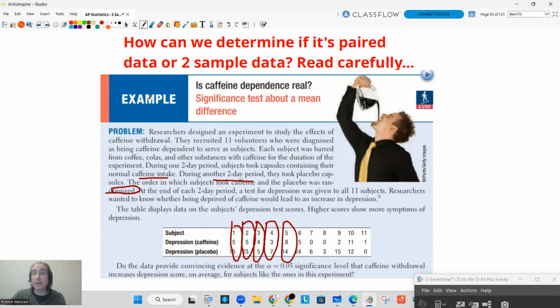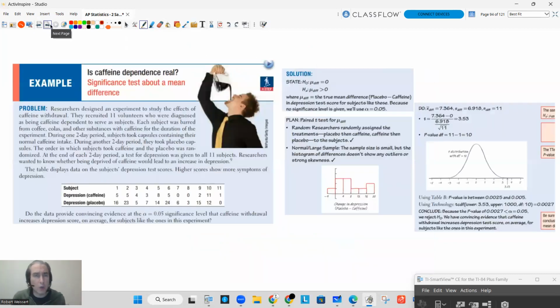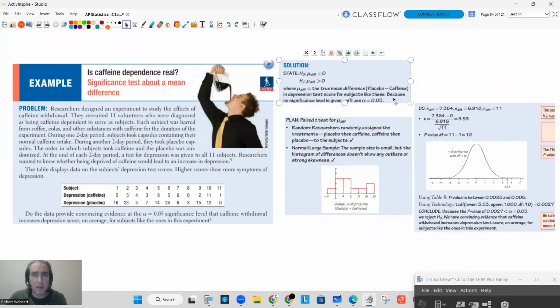In this case, do the data provide convincing evidence at the 5% level that caffeine withdrawal increases depression score on average for subjects like the ones in the experiment? Well, this is going to be a test, because we're talking about an alpha. So I went ahead and put the solutions up here so you could see that this would be paired data. It's equal to 0 for your null, greater than 0 for your alternative. And we use the mu diff notation for that because we're trying to get the individual differences first, and then use that one set of data to run a test. You can see it worked out here. I'm not going to walk you through everything, but understand the difference between 2 sample versus 1 sample.